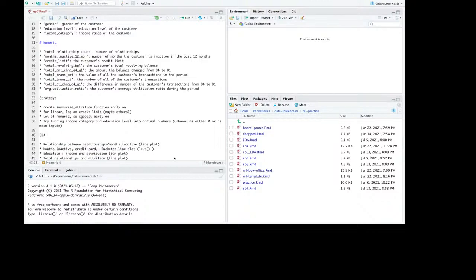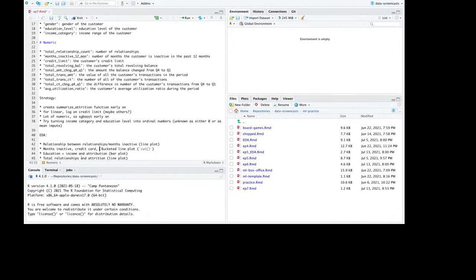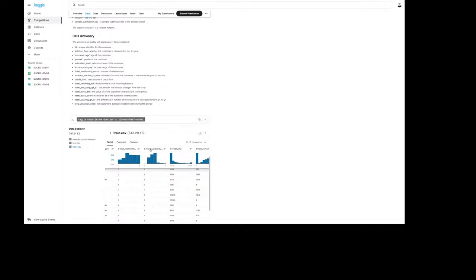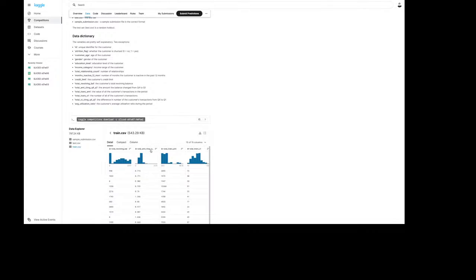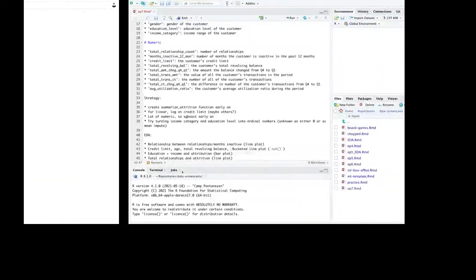Credit card, so months inactive, total relationships. Sorry, no, I'm doing this wrong. Credit limit. Where's my utilization ratio? Oh, they're the rest of the columns; I wasn't looking at all of them. Credit limit, total revolving balance, age, total amount change, this is how much it changed from Q4 to Q1, so kind of like a trend.